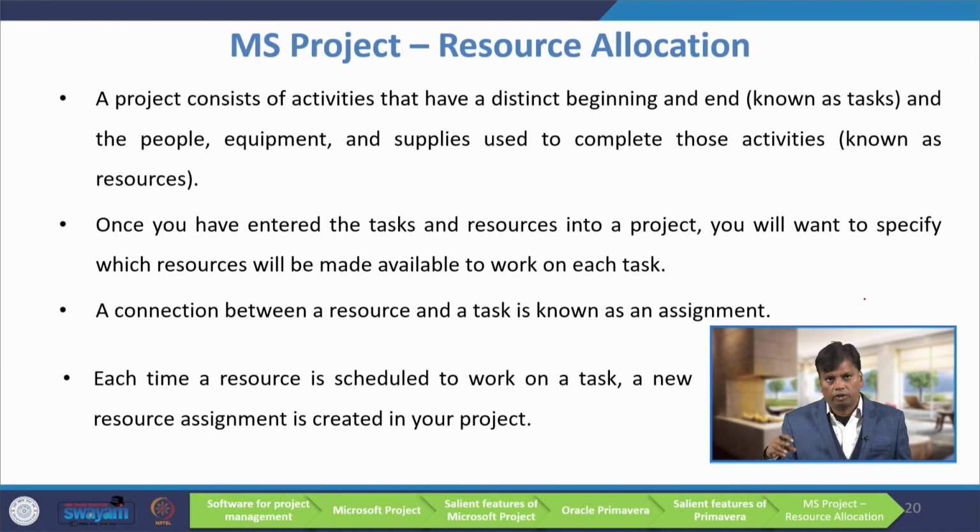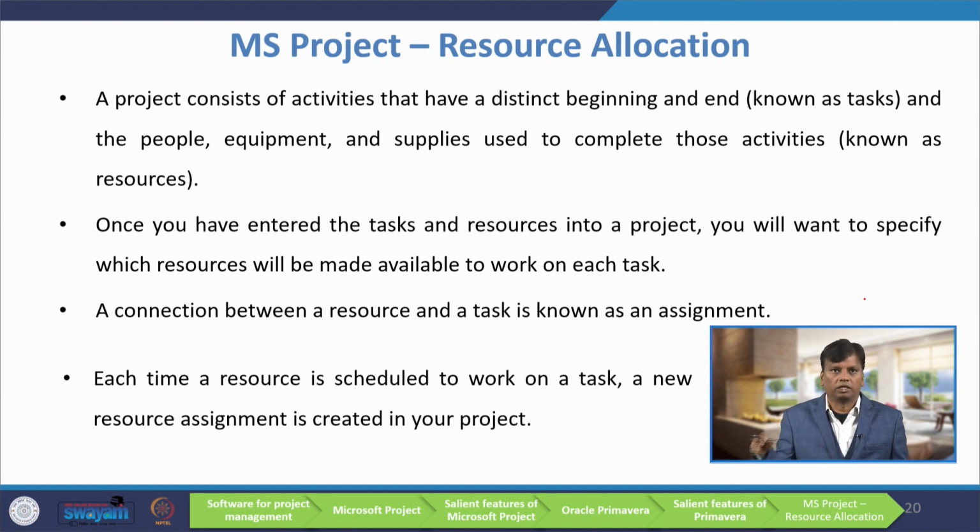Now I will give you only the overview of the resource allocation, but in the next lecture with the help of MS Project I will tell you how actually the resource has to be allocated. A project consists of activities that have a distinct beginning and end, and the people, equipment and supplies used to complete those activities are known as resources. So far in our lectures we have considered only time and cost as the two important resources. For example, in the critical path we find out the total project completion time. When we came to resource allocation, we considered only a few resources and resource leveling also, but that we have done with the help of a heuristic method.